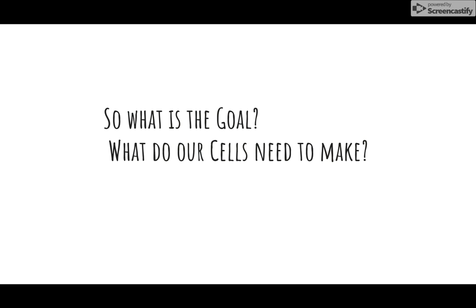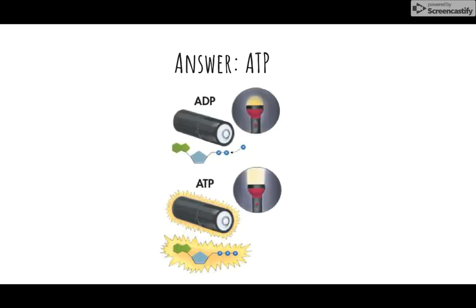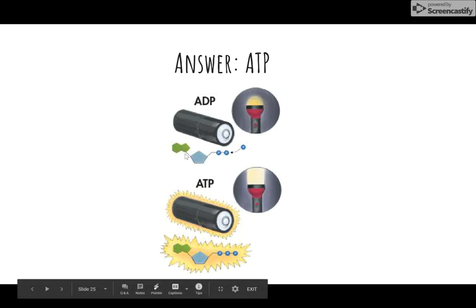So what's the goal? What are our cells trying to make? The answer, ATP. We've talked about this previously. We've kind of introduced ATP before. But just a quick rundown on how this molecule works. ATP, adenosine triphosphate, has a series of carbon rings here, and then there's these three phosphate groups. Those phosphate groups are linked together with bonds, and those bonds store energy. And if we break off a phosphate group, we release a whole bunch of energy from ATP.